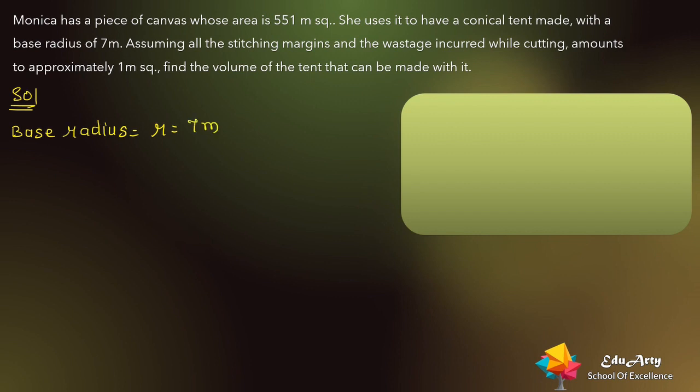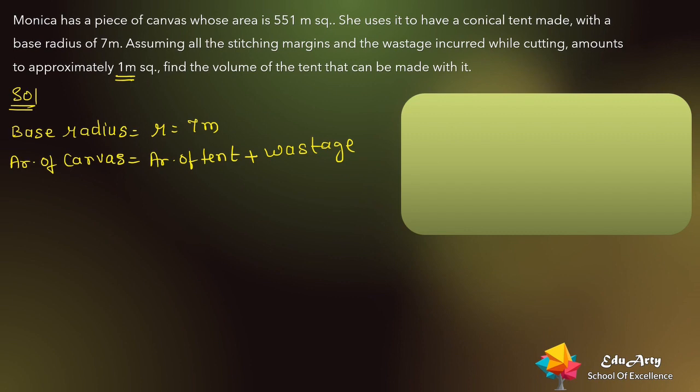Assuming all the stitching margins and the wastage incurred while cutting amounts to approximately 1 meter square. Yes, they will cut it off a little bit, so this is going to take 1 meter. Find the volume of the tent that can be made of it. Now see, listen, this is the area of the canvas. This area includes what? We will cut something from this canvas and get the area of tent plus wastage.